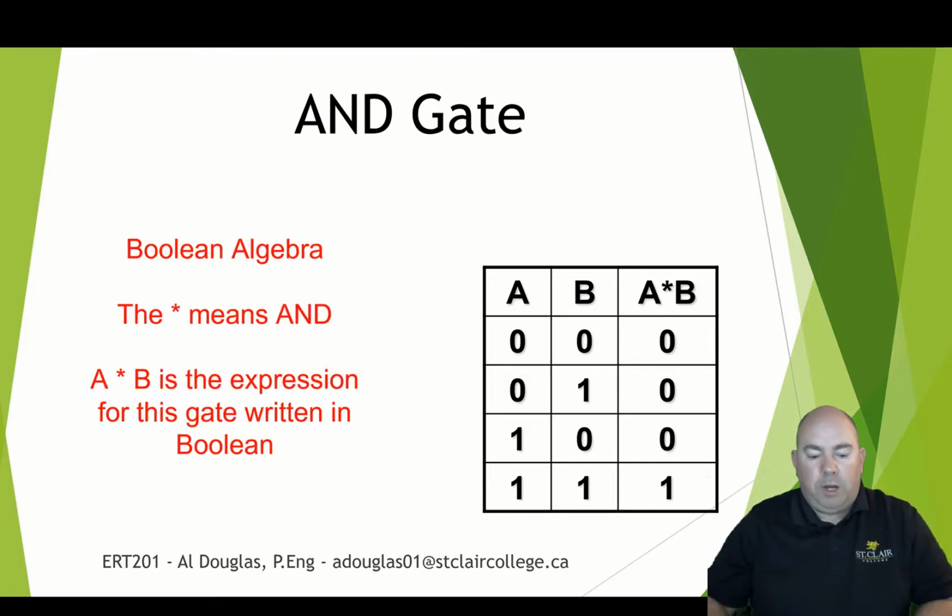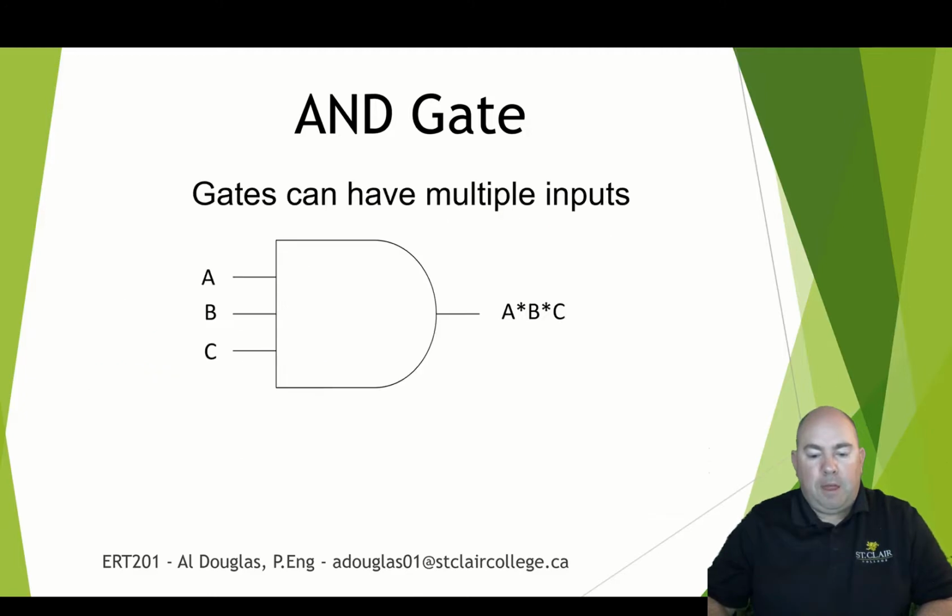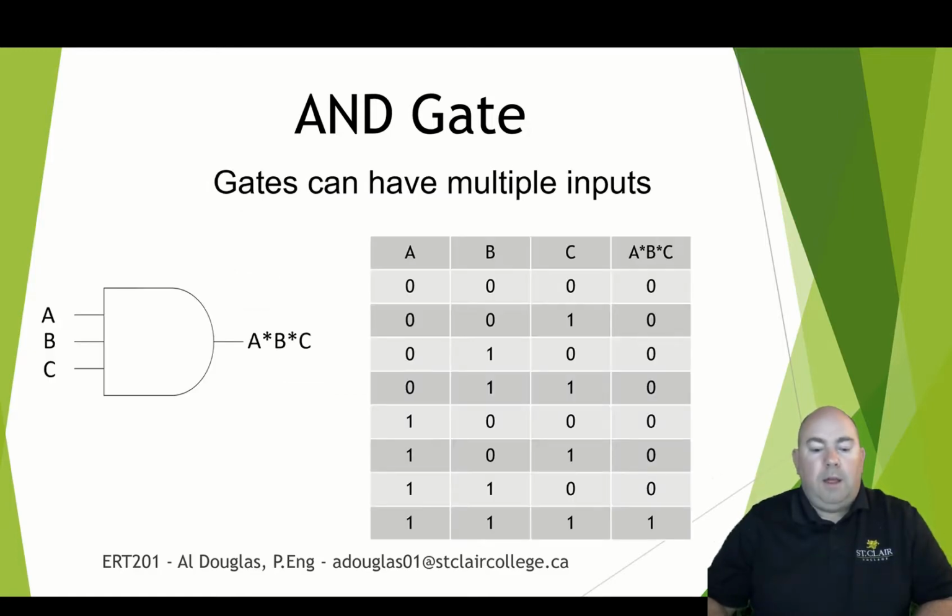Like I said, in Boolean algebra, the asterisk means AND, so we represent that as A and B. That is the Boolean expression for A and B. These gates can have several inputs together. So this is A and B and C all together. And like we said before, the truth table for this would have to have, how many inputs do we have? We have 3 inputs.